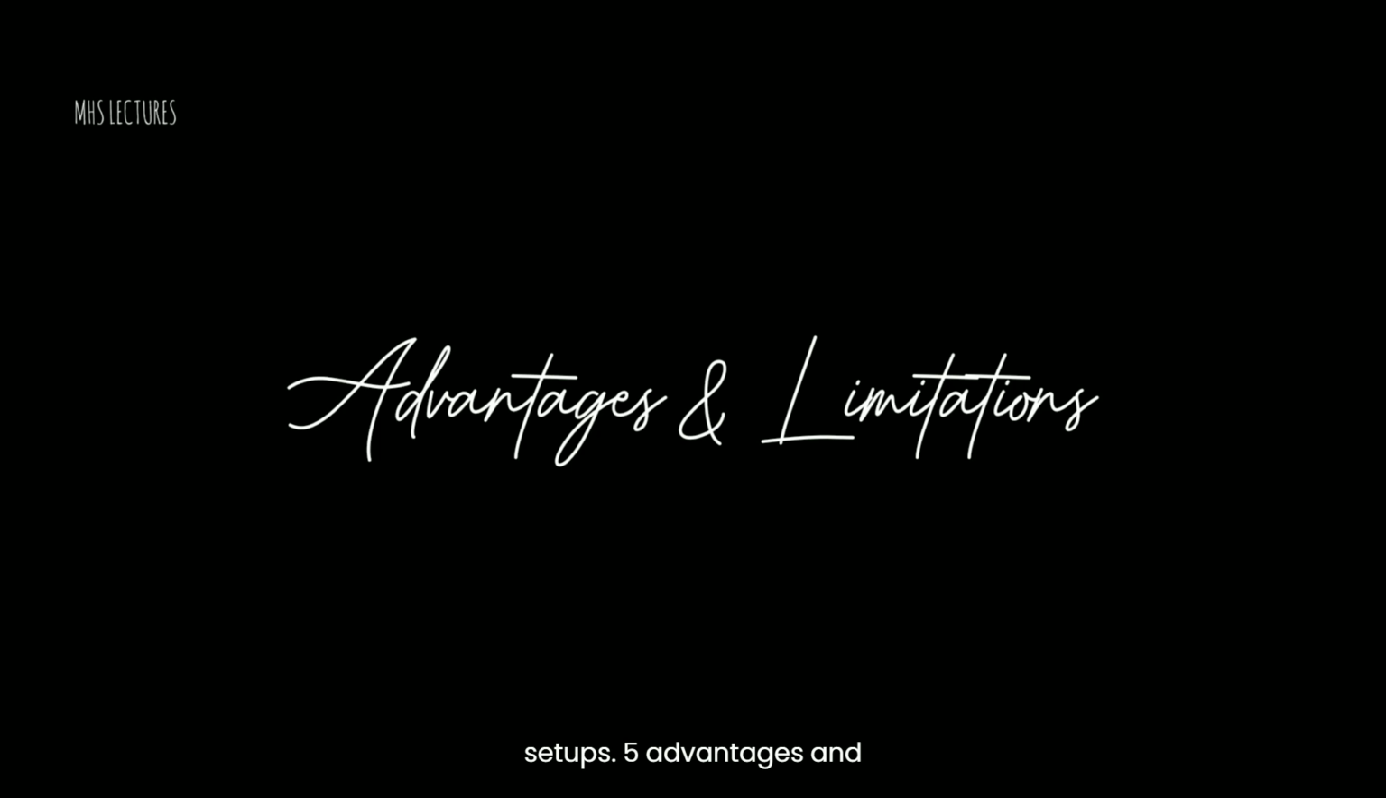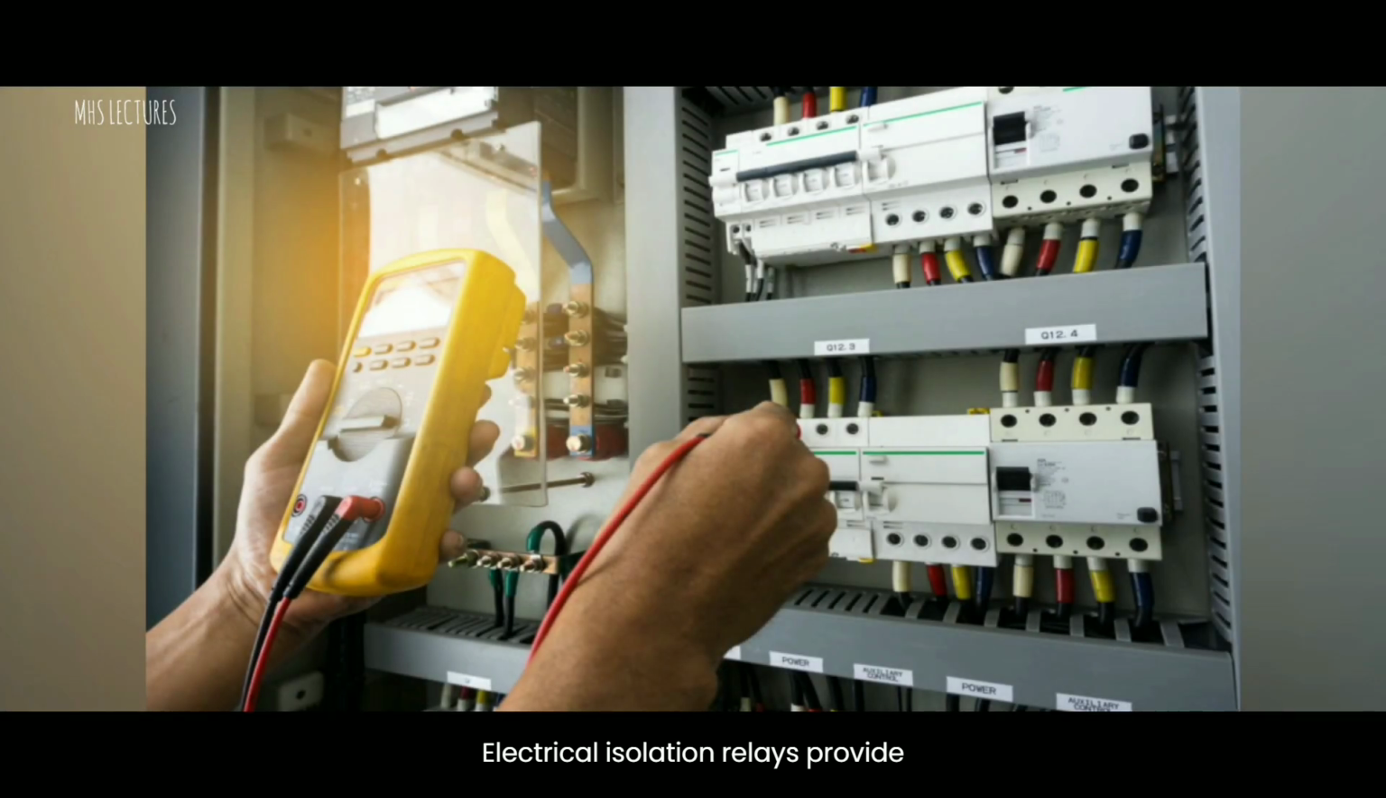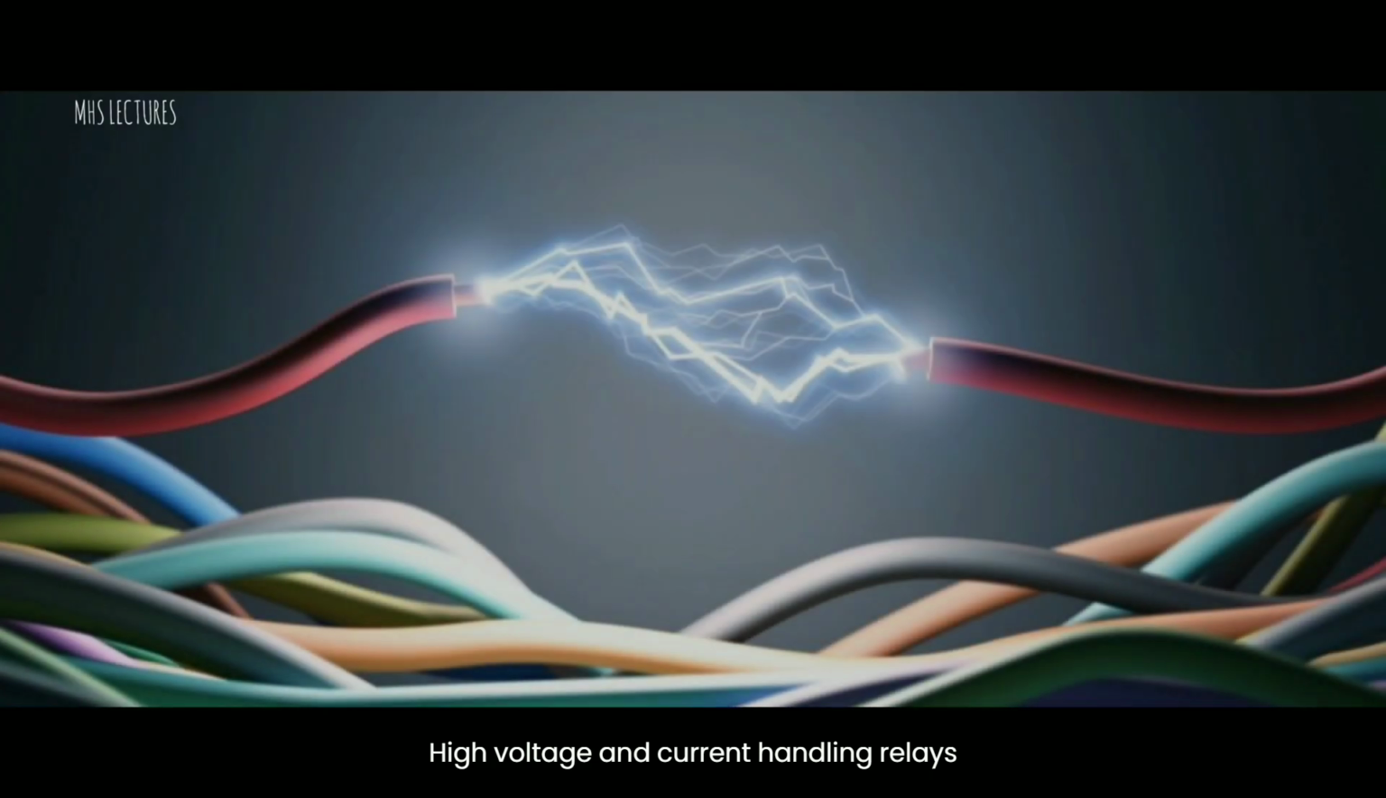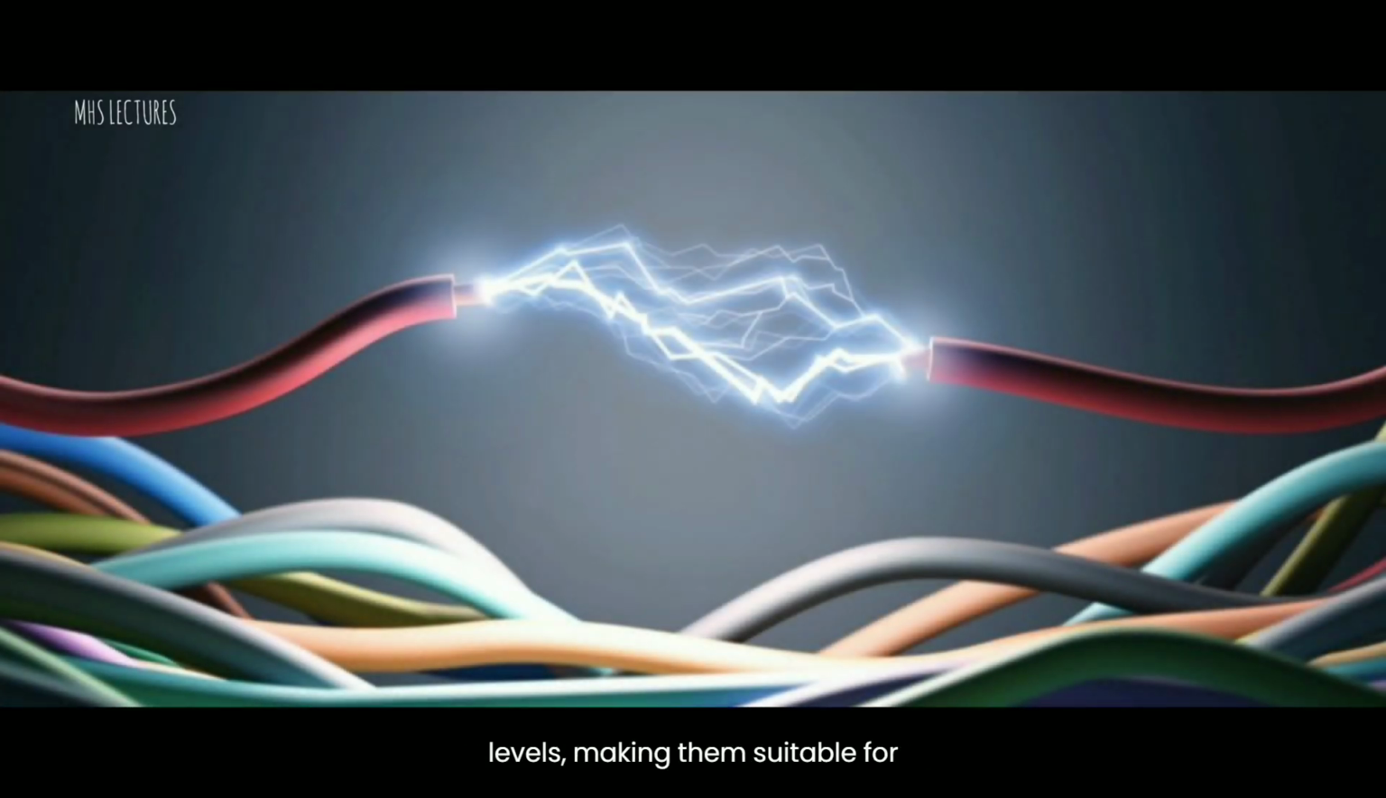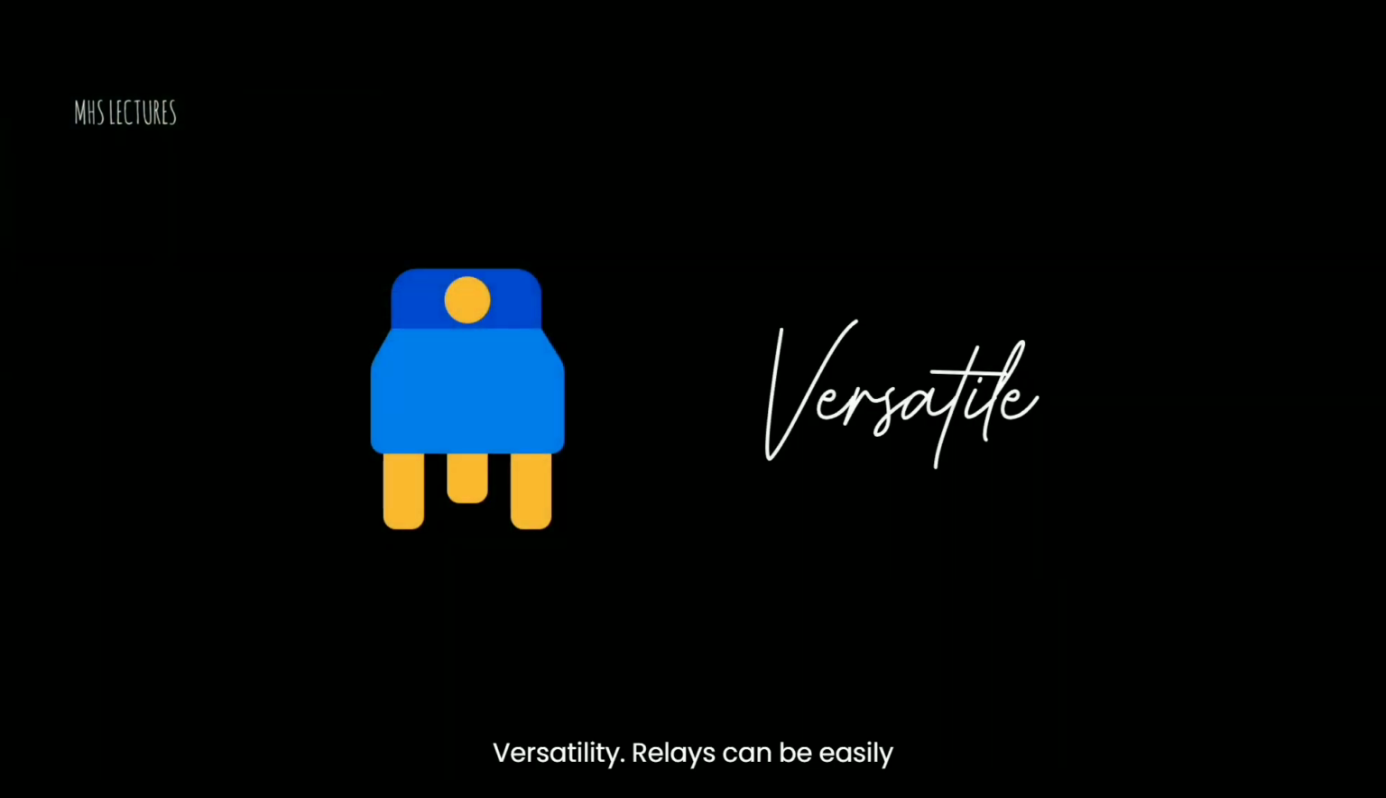5. Advantages and limitations. Relays offer several advantages, including electrical isolation. Relays provide electrical isolation between the control circuit and the controlled circuit, ensuring safety and preventing interference. High voltage and current handling. Relays can handle high voltage and current levels, making them suitable for controlling powerful equipment. Versatility. Relays can be easily integrated into different circuit designs and can switch various types of loads.